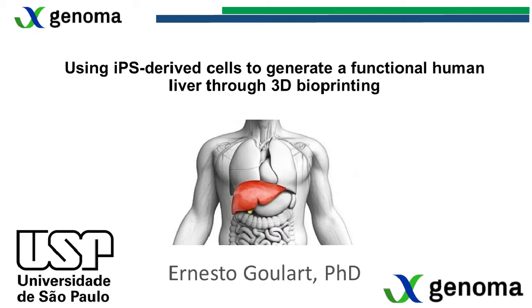So today's talk, I'm going to talk to you guys a little bit about how to use iPS-derived cells to generate a fully functional human liver using 3D bioprinting. All of the work that I'm going to show you today is published work that I developed during my PhD at the University of São Paulo at the Human Genome and Stem Cell Research Center.